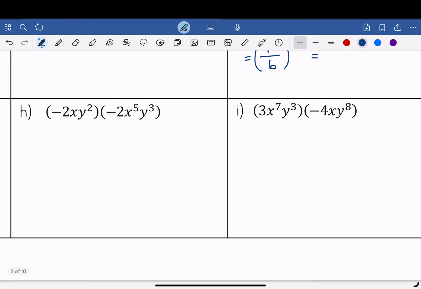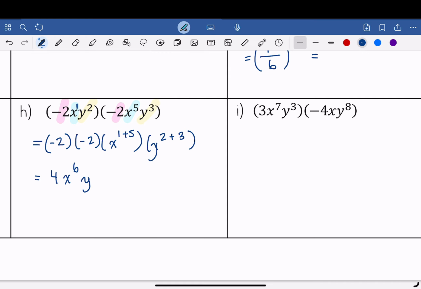We're going to look at example H. So H has 2 terms with the same coefficients, -2, -2, x, x, and a y. So I'm going to multiply the -2's together. And then x to the power of 1 plus 5. There's an imaginary 1 there. And then y to the power of 2 plus 3, which is equal to 4, x to the power of 6, y to the power of 5.